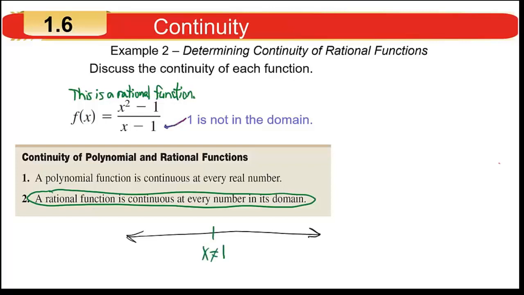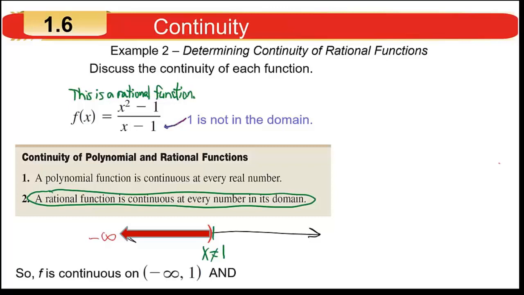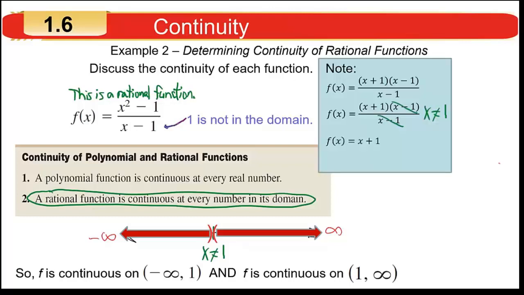Picturing it on a number line, you're doing the same thing that you did with the other one, except instead of skipping 0, you're skipping 1. So if you go to the left of 1, from minus infinity to 1, with a parenthesis, you're skipping 1, it's continuous there. And then if you go to the other side of 1, from 1 to infinity, again with parentheses, you're skipping 1 itself. The function is continuous on those two intervals. The domain is minus infinity to 1 union 1 to infinity. This point is not needed to answer this question, but it will relate to something we're going to do shortly.